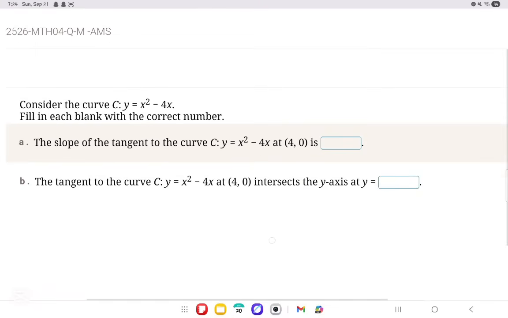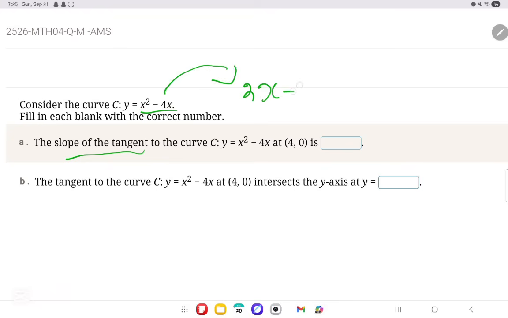What does it say? It says, consider the curve C, y equals x squared minus 4x. Fill in each blank with the correct number. So we have a curve over here. They want the slope of the tangent to the curve. How do we find the slope of the tangent to the curve? First thing, you need to take the derivative of the curve. In this scenario, it's 2x minus 4.